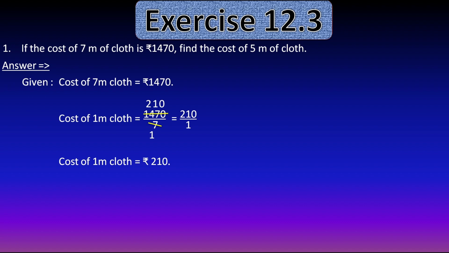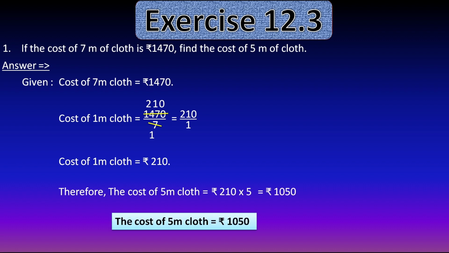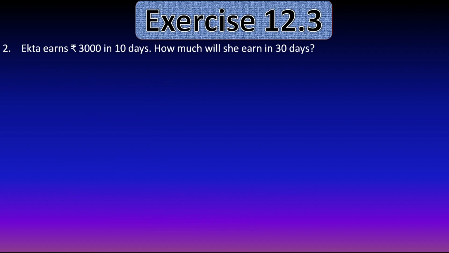Okay, now we can find out the cost of 5 meter of cloth by multiplying 210 by 5. So here 210 into 5 gives us the answer as 1050, which is the cost of 5 meter of cloth. Okay, it's very easy, just you have to solve it carefully. Okay, now let's move to the next question, that is the second one.